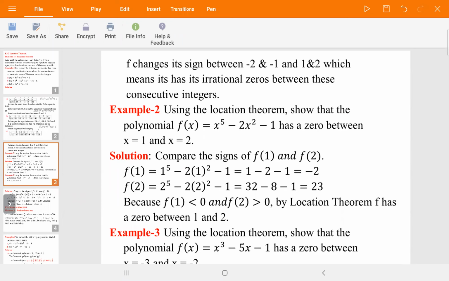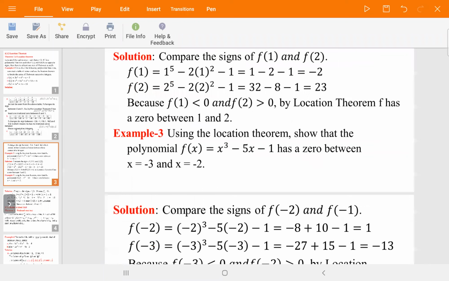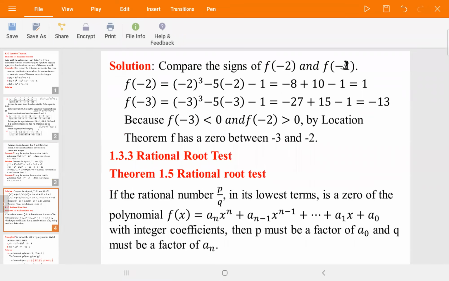Compare the signs. F of minus 2 is equal to 1, which is positive. F of minus 3 is equal to minus 13. Therefore, f of minus 2 is greater than 0 and f of minus 3 is less than 0, so f has at least one zero between minus 3 and minus 2.